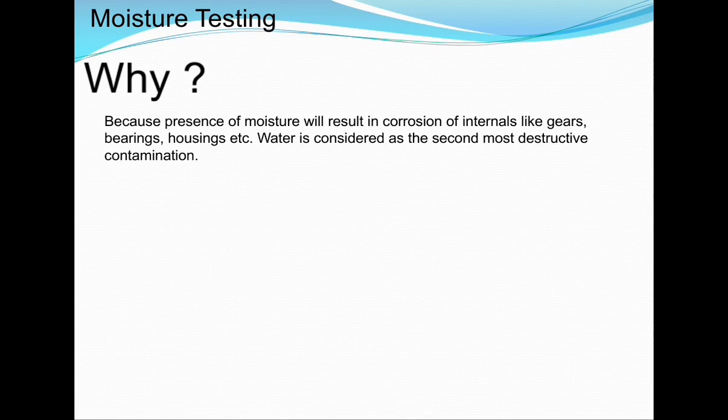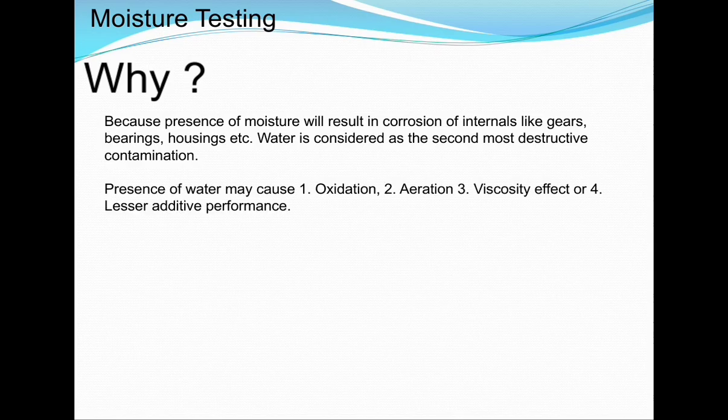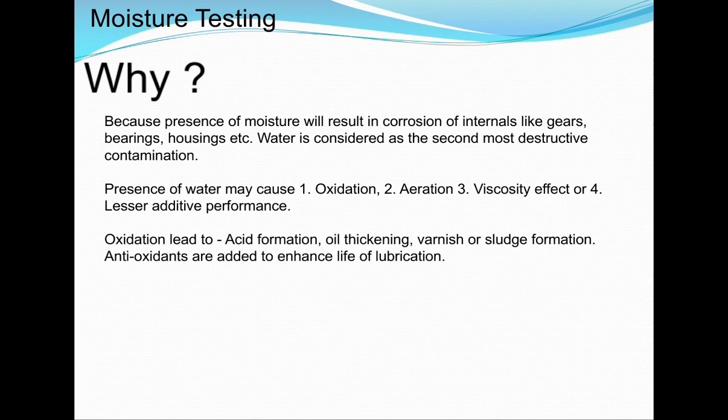So presence of water causes various defects like oxidation, aeration, viscosity effect, and lesser additive performance. We'll discuss it one by one. First is the oxidation issue. Due to oxidation, there is a formation of acid, and oil thickness also increases, which results in varnish and sludge formation. So viscosity also increases. This is a very important parameter that we have to check, whether the lubricant is oxidized or not, because due to oxidation the TAN value increases, that is total acid number. We'll discuss this in the further slides.